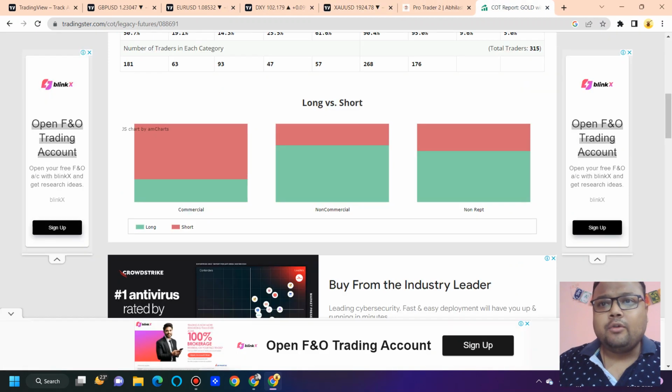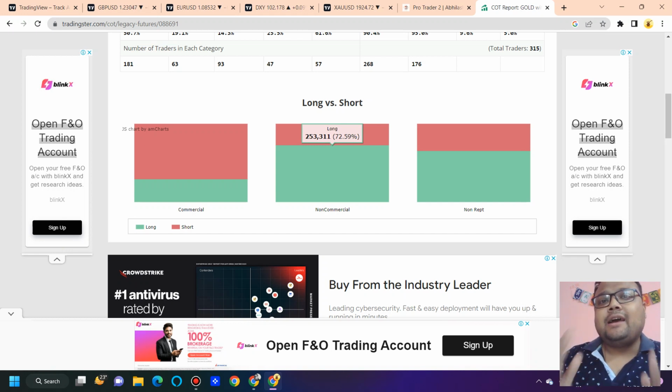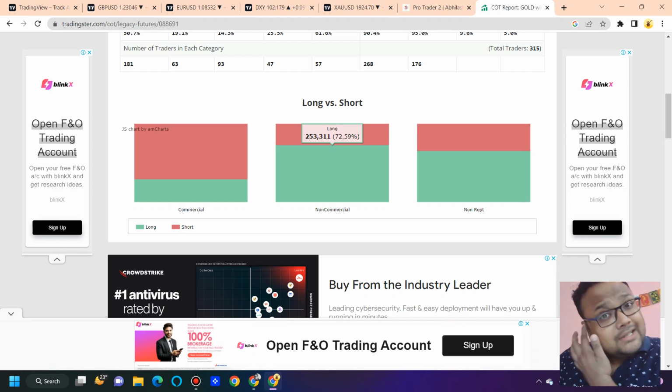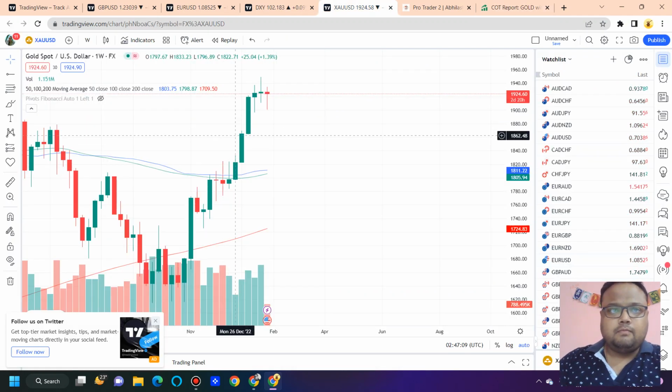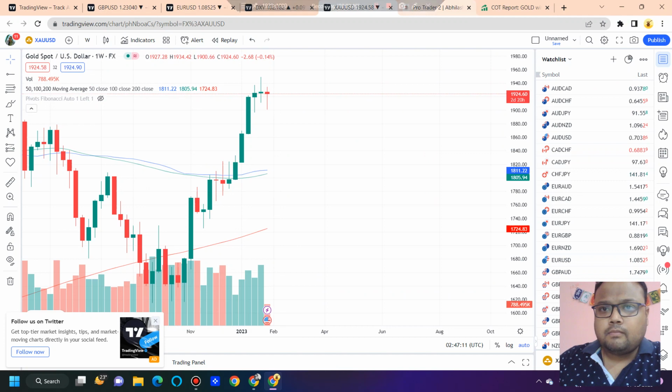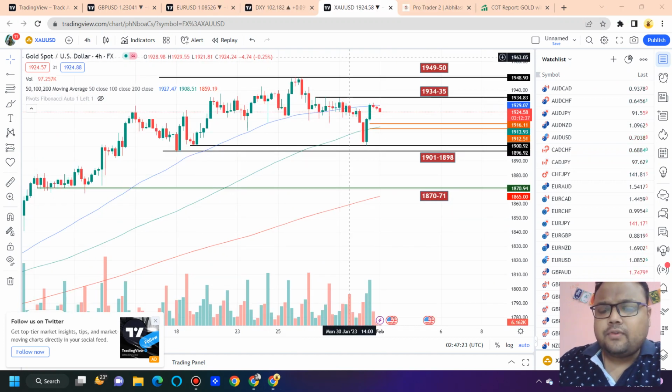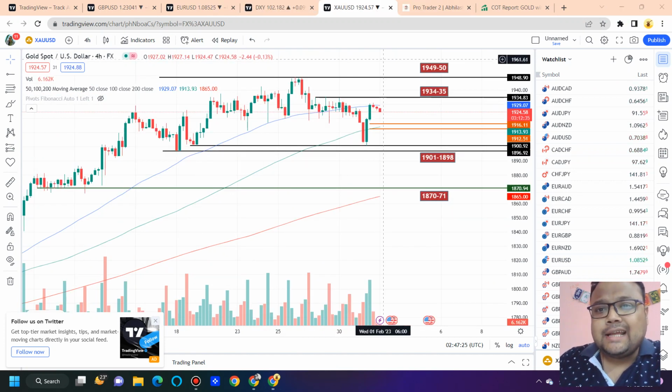And if you look at the COT data, we can clearly see that 72.59%, more than 72% of institutions have taken a buy position on the chart of gold. So as a result, there's a good possibility that we will see further upside on the chart of gold. So the resistance for this week is 1949 to 1950. This is the resistance for the week.